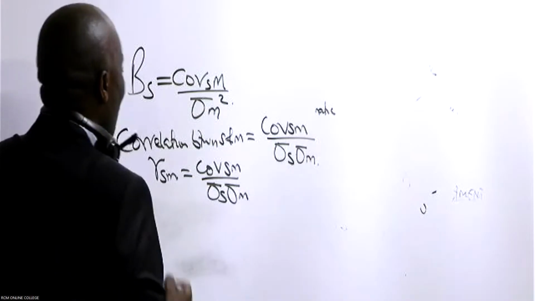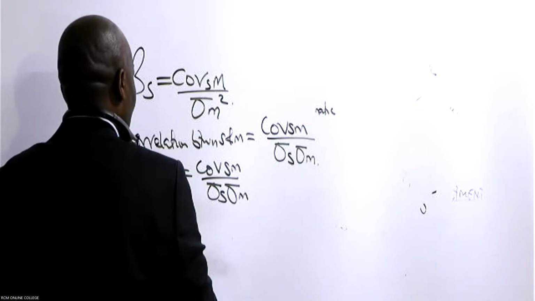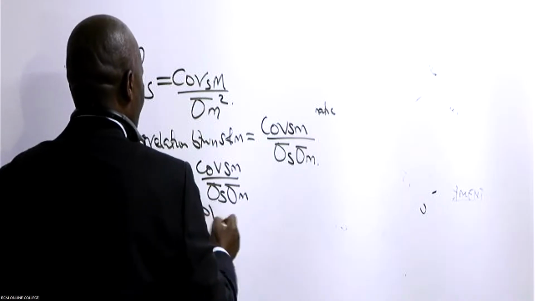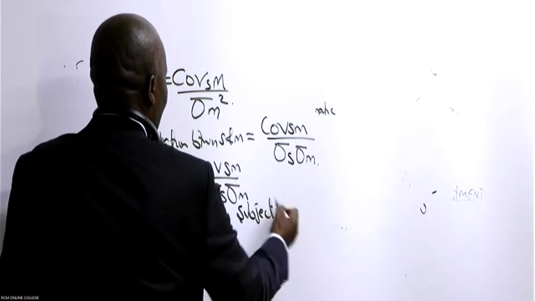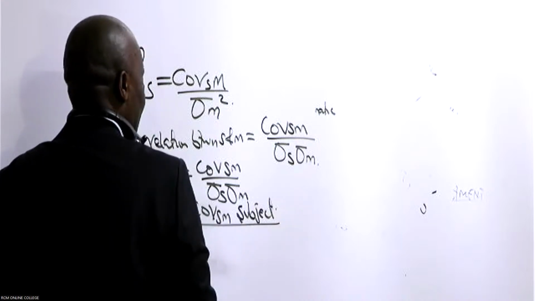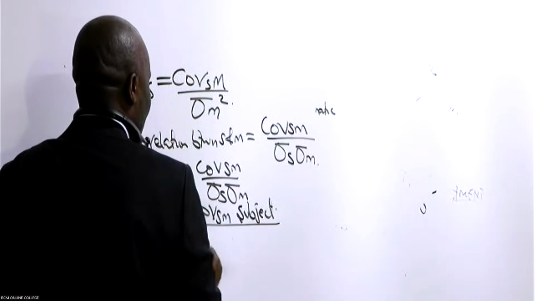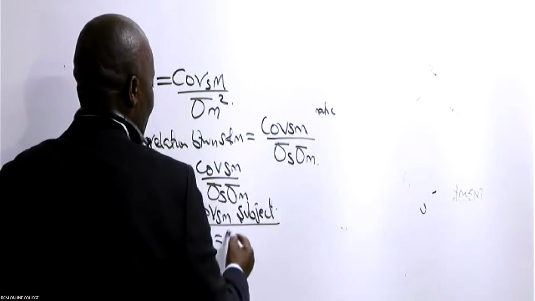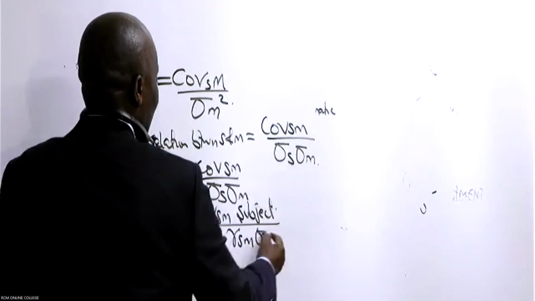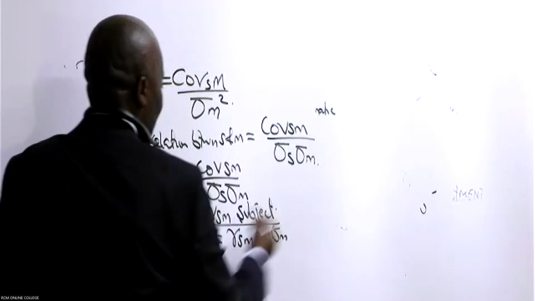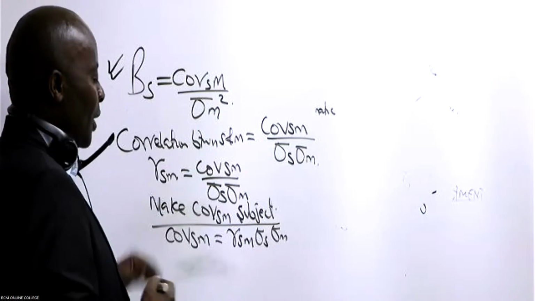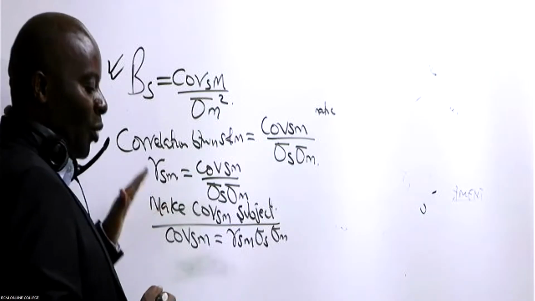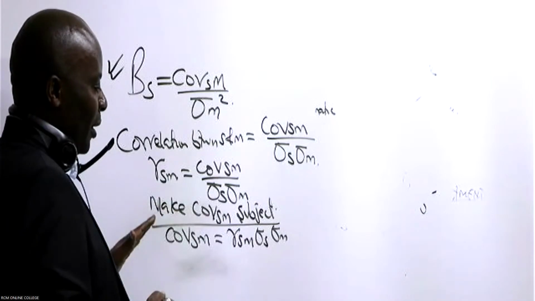Now, I want you to make covariance the subject of the formula. Make covariance SM the subject. So covariance SM equals RSM, standard deviation S, standard deviation M. R stands for correlation coefficient. Write your normal R.